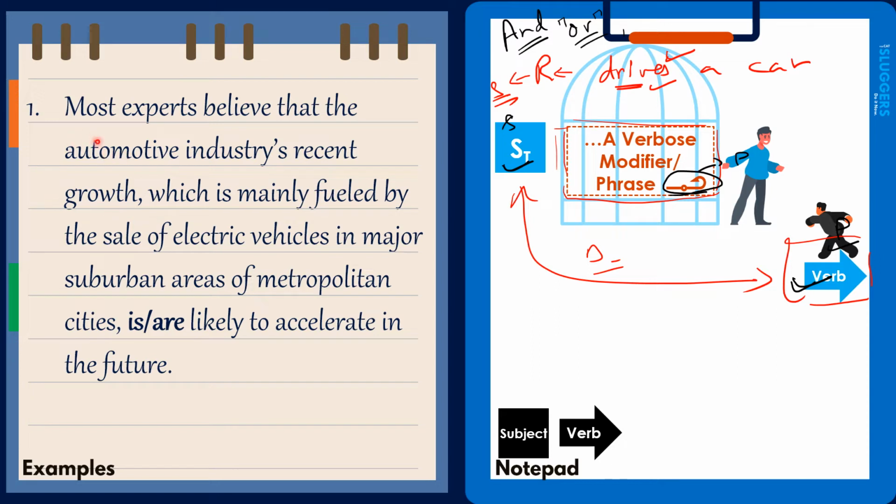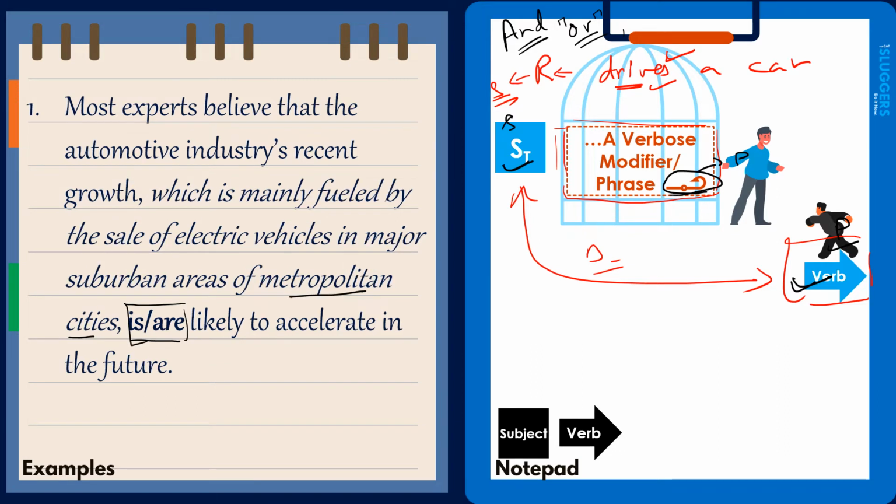ठीक है, इसका example देखो एक बार. This sentence says, most experts believe that the automotive industry's recent growth, which is mainly fueled by the sale of electric vehicles in major suburban areas of metropolitan cities. देखो कितना सारा extra आपका ये verbose वाला part आया है ना. So cities or suburban areas of metropolitan cities is or are likely to accelerate in the future. Now, if you're not careful about what will be the appropriate subject for this verb, you'll just end up assuming कि हाँ metropolitan cities is probably the appropriate subject, and because it is plural, you'll end up going for the plural form, जो कि गलत होगा.